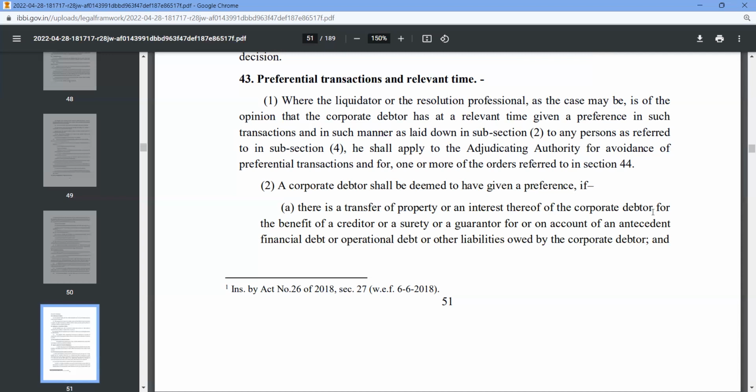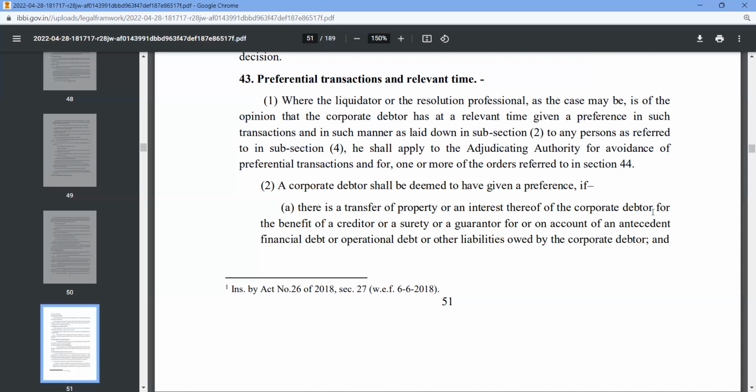What is this antecedent financial debt? Antecedent financial debt or operational debt is some earlier debt. Suppose there was an earlier debt. There were some redeemable convertible debentures. Now, when they became due, they were converted into a loan. So those redeemable convertible debentures, that transaction is the antecedent financial debt. You can understand antecedent as the conversion of an earlier liability.